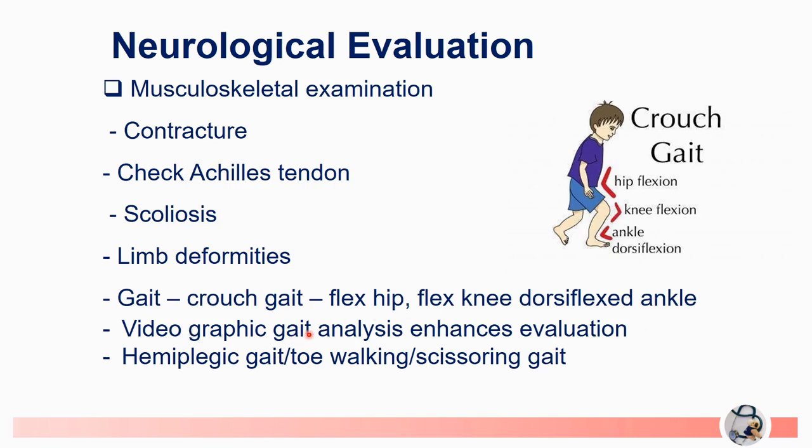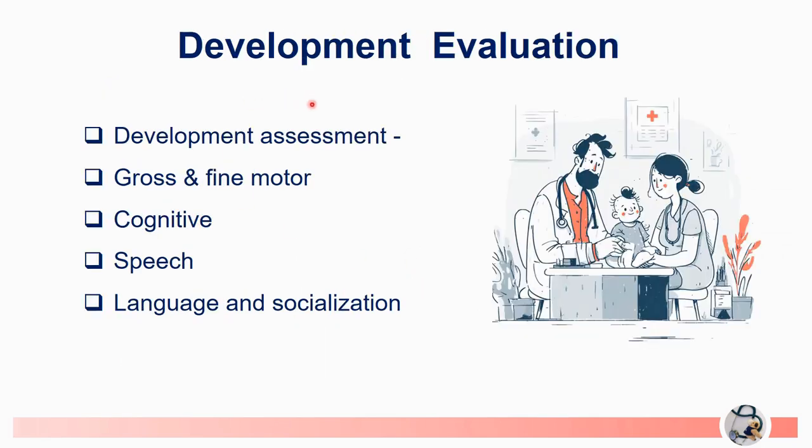Videographic gait is also helpful for evaluation if the parents can bring it, or you can even click the gait. There might be other gaits like hemiplegic gait, toe walking, scissoring gait. All these are different types of gait which may be present in a cerebral palsy child. Then you check the developmental milestones like you check for all normal children. So you check in all domains like gross motor, fine motor, cognitive, speech, language and socialization. For this also a few classes I have already presented. You can go back and check my previous lectures, and a few developmental milestones I'll do in detail later.